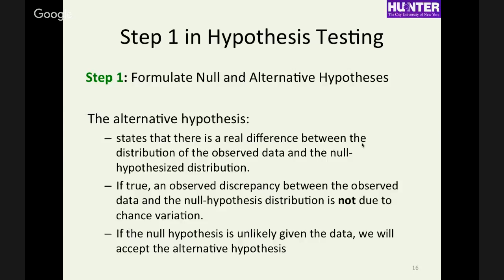So again, the alternative hypothesis is that there is some difference between the distribution you're observing and some previously known distribution. And if the null hypothesis is unlikely given your data, then you're going to accept the alternative hypothesis. So if your null hypothesis is that your beans came from the bag of mostly white beans, but your sample has mostly black beans, you're going to reject that null hypothesis.